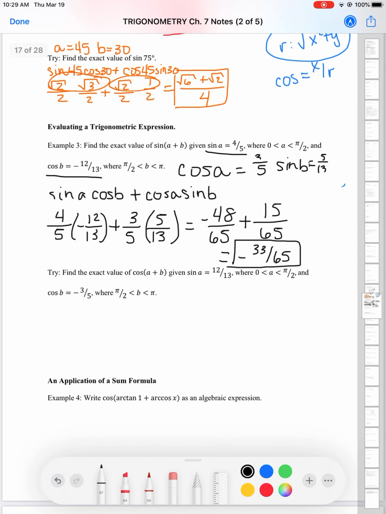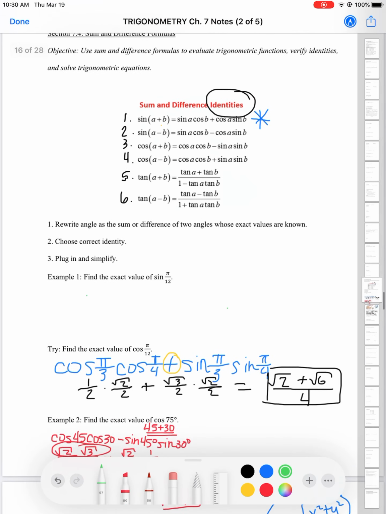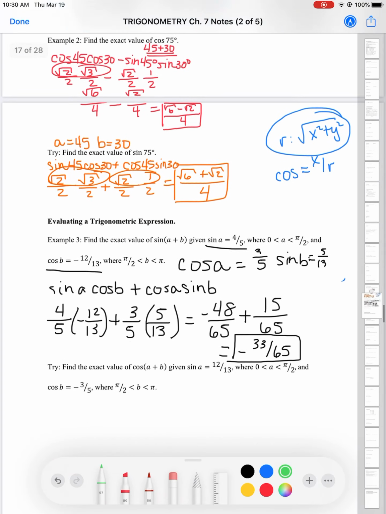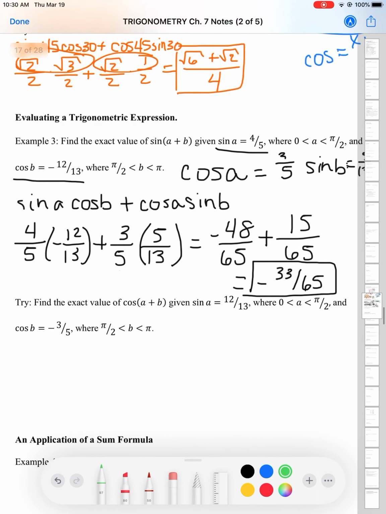So now let's do it again. Since it's cosine A plus B, going back up to our formulas here, cosine A plus B, we're going to be using number 3. I'm going to go a little bit faster. Feel free to pause me. Cosine A plus B is cosine A cosine B minus sine A sine B.